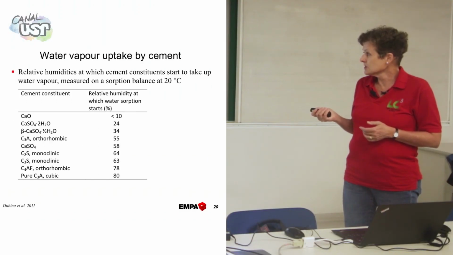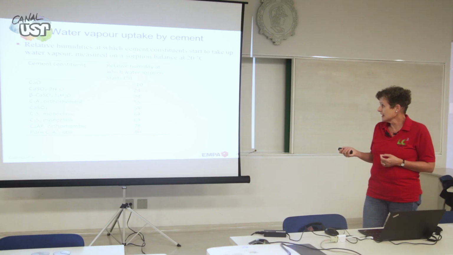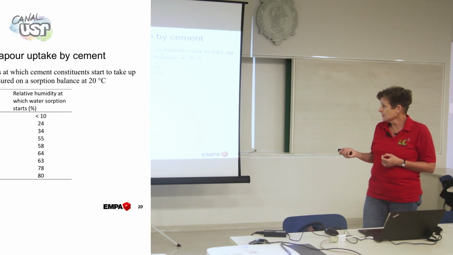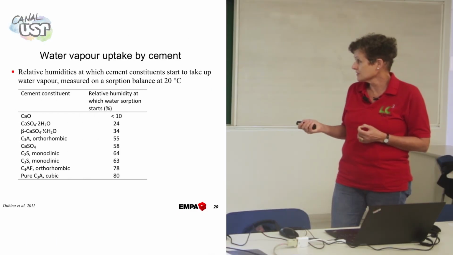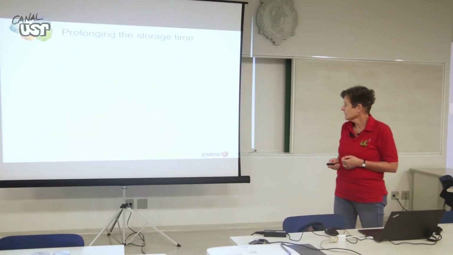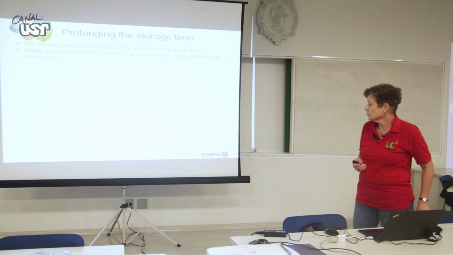Here's gypsum. And here's hemihydrate, and of course you want them to be right down here, because going back to this point about adding water in the mill, you want these phases to stay hydrated. And then we have C3A, generally the aluminate phases will start to react at 50%, and C3S, C2S about the same. So how can you try to compensate for that?